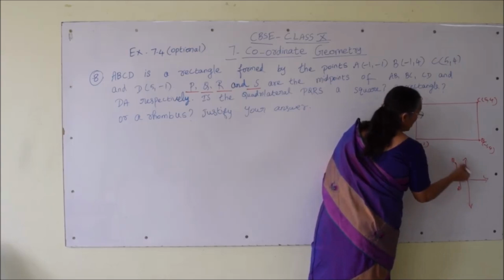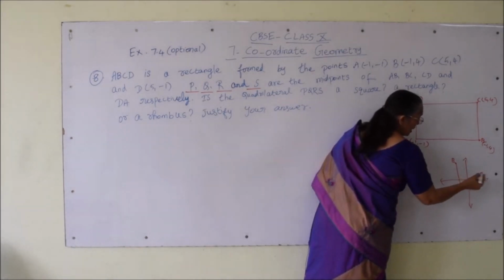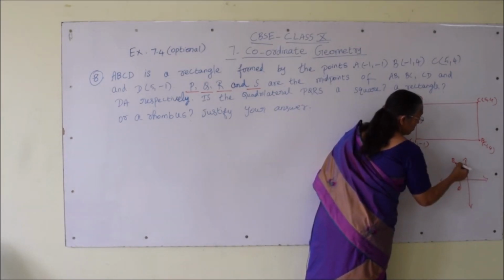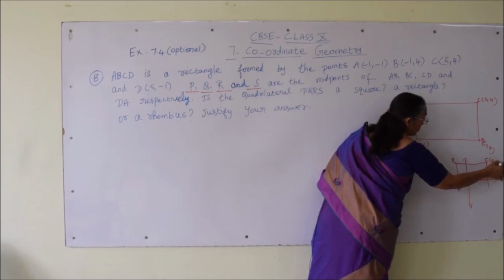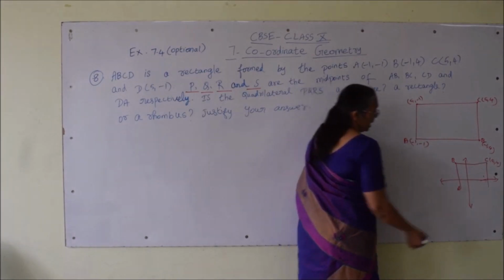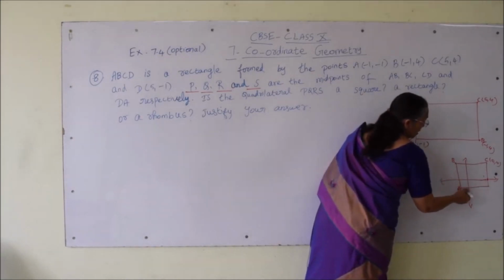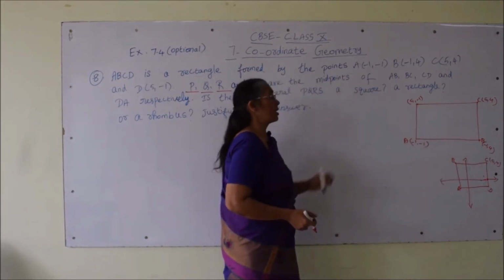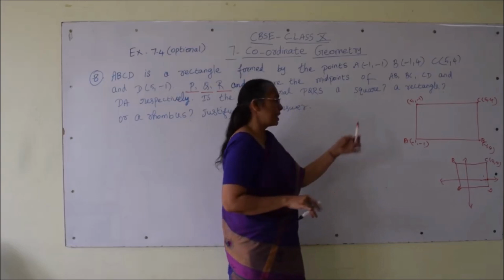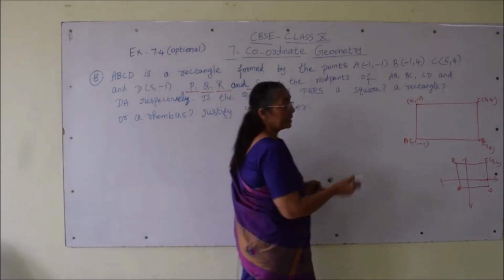If you plot in the coordinate system, C is (5, 4). So x value 5, y is 4, the same place here. This is the C point. And D has the same x value, 5, and y is -1, so (5, -1). So A, B, C, D, I have taken in this way. There is nothing wrong in that, we can take it like this also. I just wanted to make clear how we plot the points in the rectangular Cartesian system.